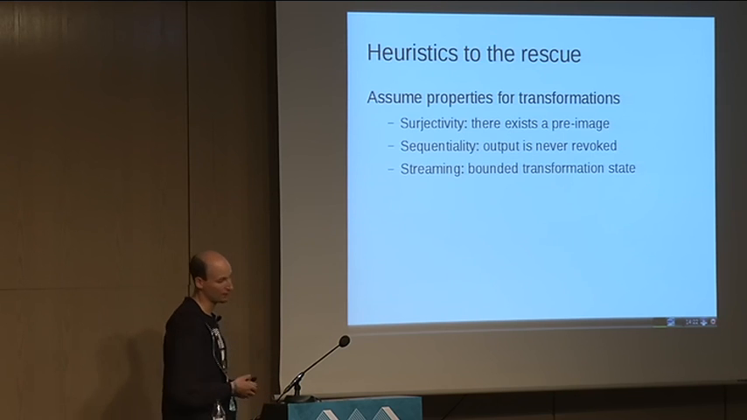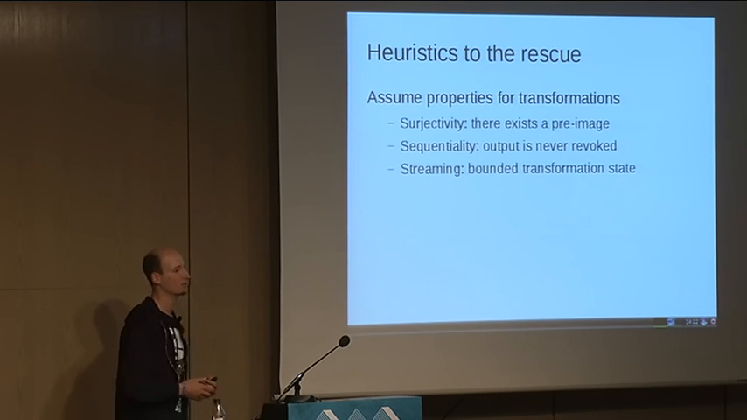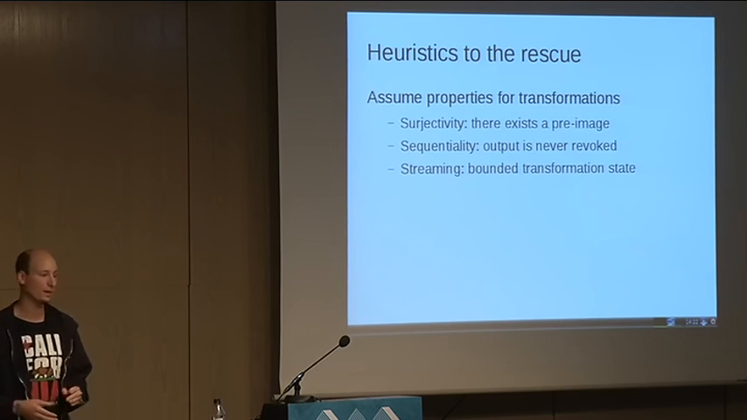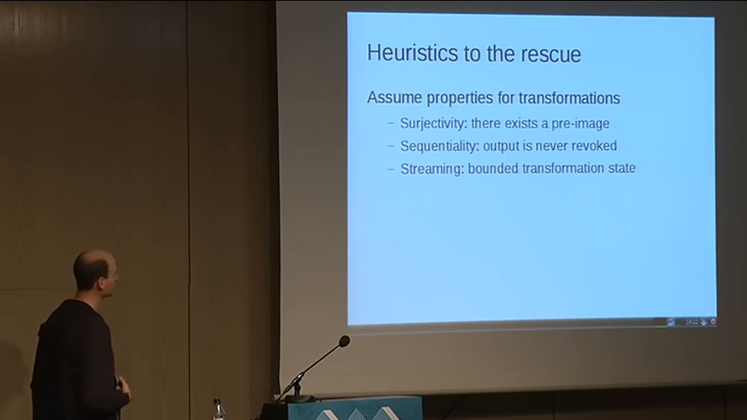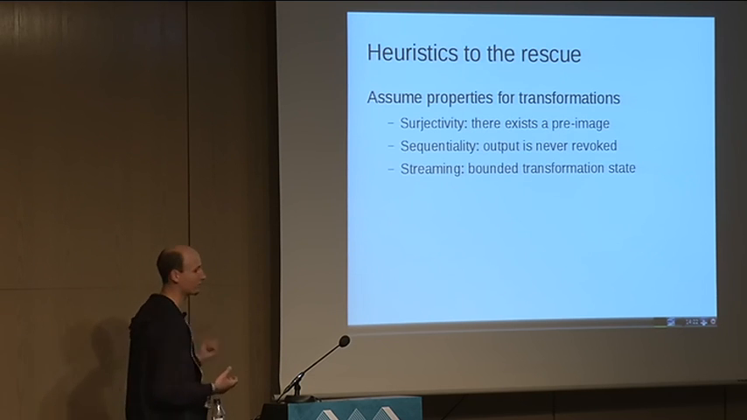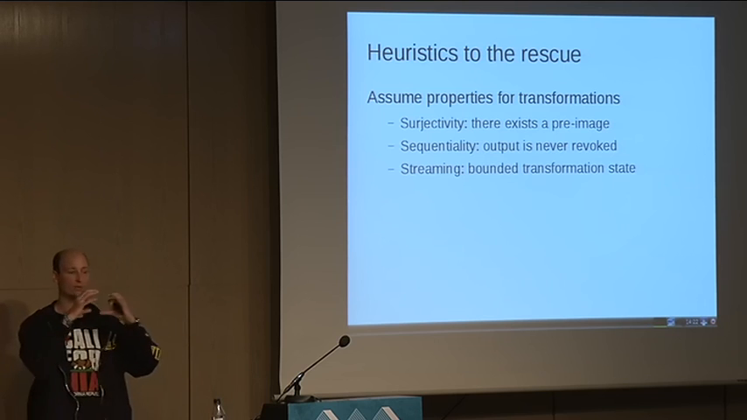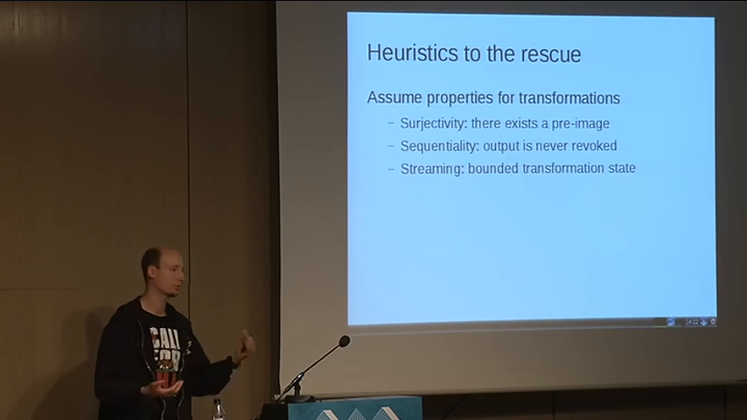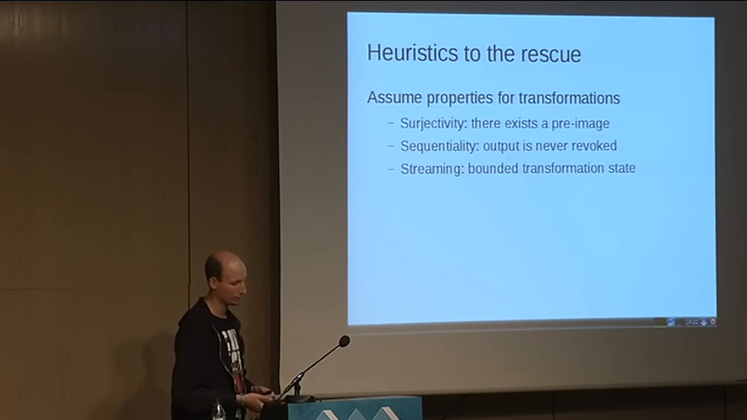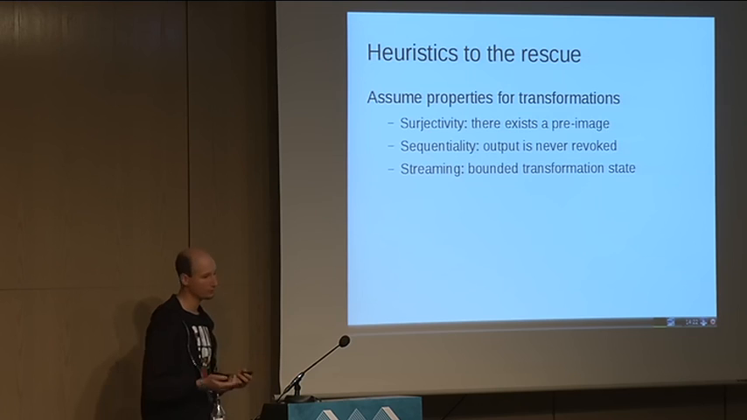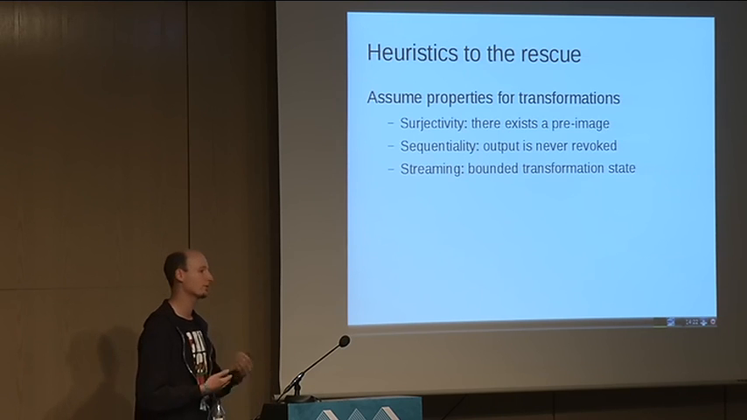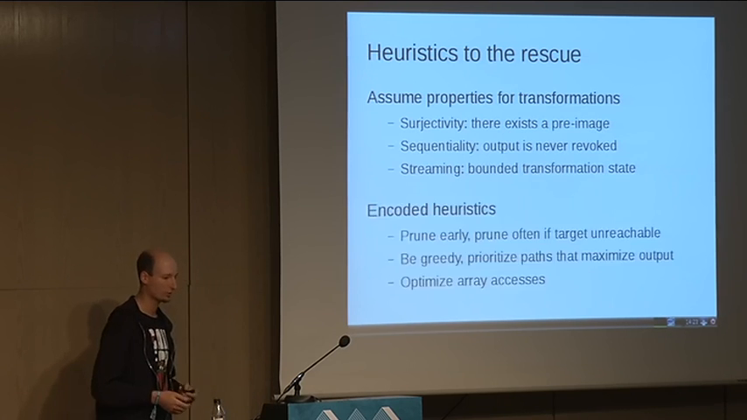We also assume sequentiality. So as soon as our code transformation writes a specific output byte, we assume that this output byte will never be revoked. And we also assume that transformations are streaming. So the amount of symbolic state inside the execution engine is bound and does not rely on the complete input data that's available. And if these assumptions hold, then we can do some tricks, and we can use some specific heuristics to cut some corners.